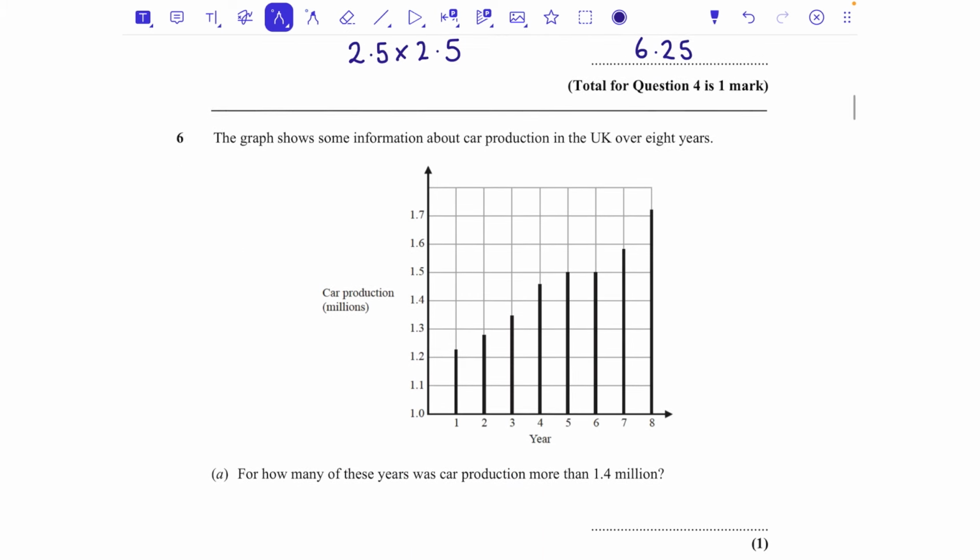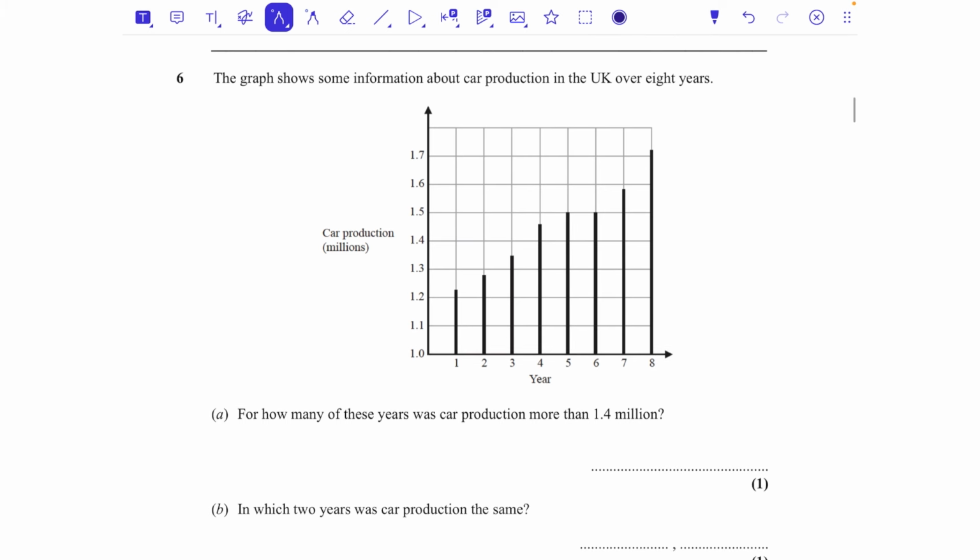Question number 6. The graph shows some information about car production in the UK over 8 years. For how many of these years was car production more than 1.4 million? So we can see on the y-axis here that car production is in millions. So 1.4 million is here. How many years were we above that? Well, 1, 2, 3, 4, 5 of those years. So 5 is going to be my answer there.